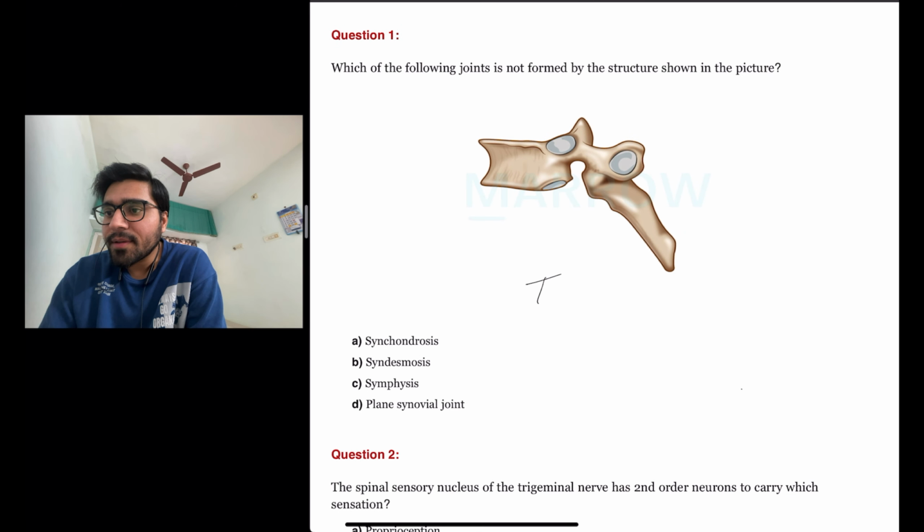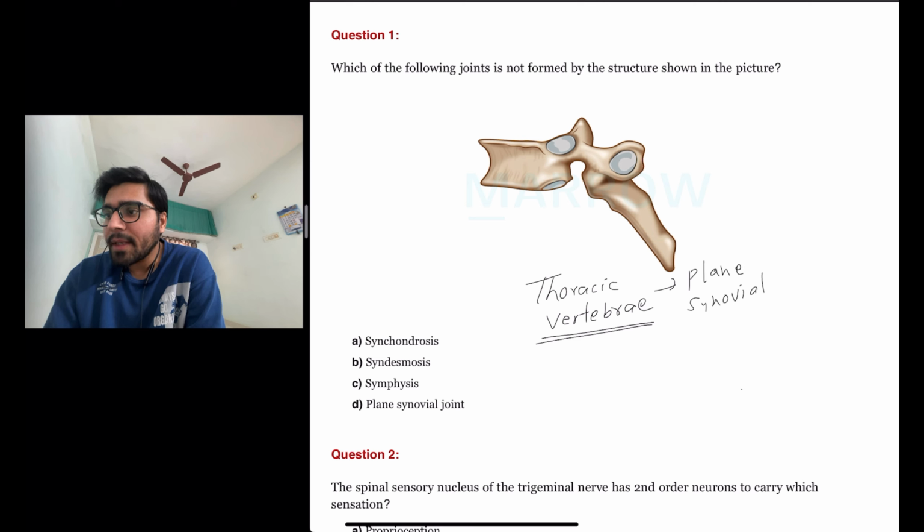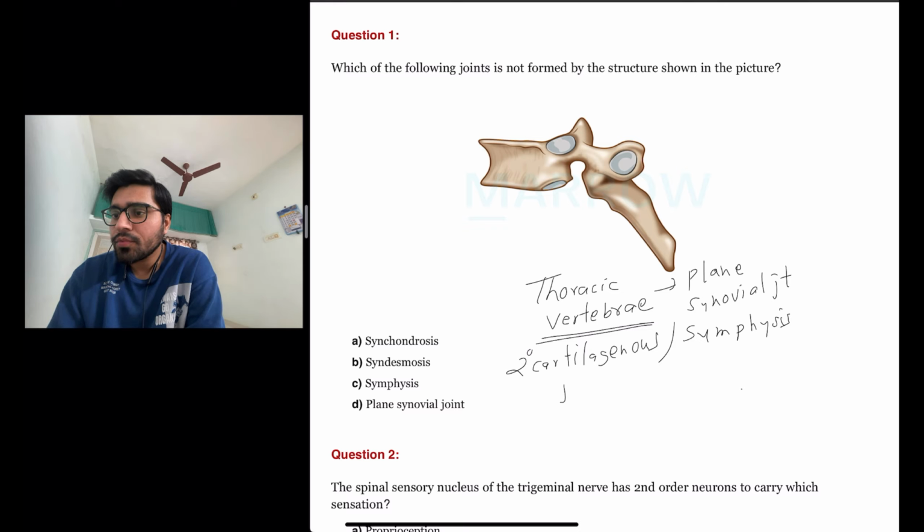This structure is known as thoracic vertebrae. Joints formed by thoracic vertebrae are plain synovial joint, symphysis, or secondary cartilaginous joint, and syndesmosis.